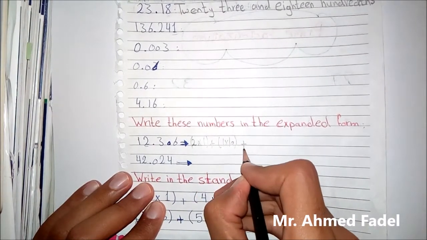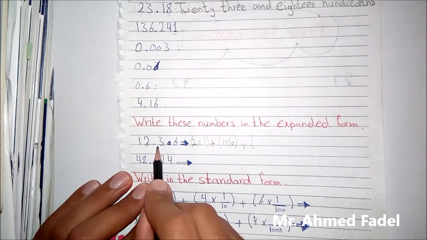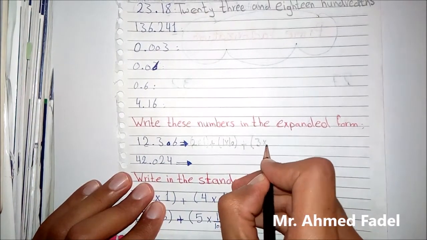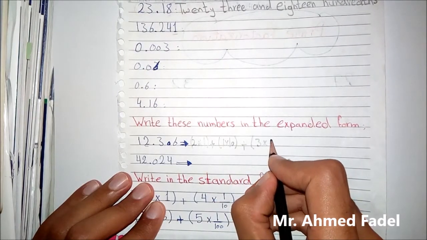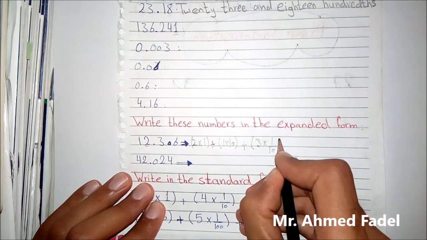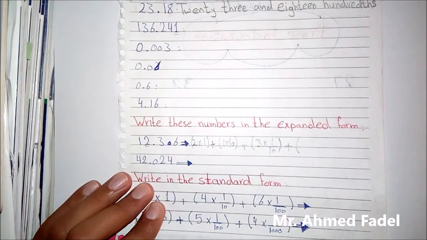Then what about the 3? Oh, Mr. Ahmed said that the place value of the 3 is, yes, tenths. So in order to write the expanded form, you need to know the place value of each digit. So the place value of the 3 is tenths. So it's 3 times tenths. What's a tenth? Yes, it's 1 over 10. Plus, what's the place value of the 0? It's a 0. We don't really need to worry about it.